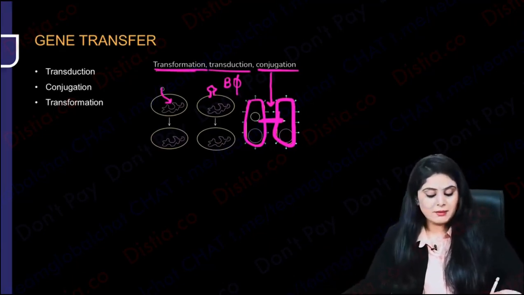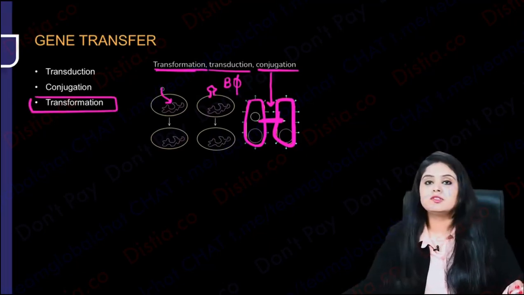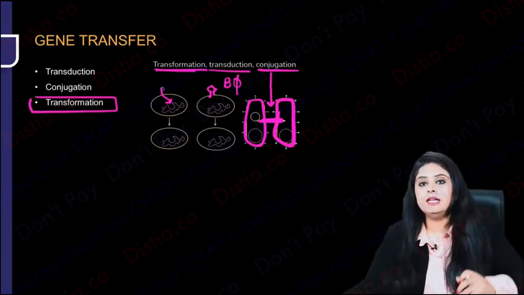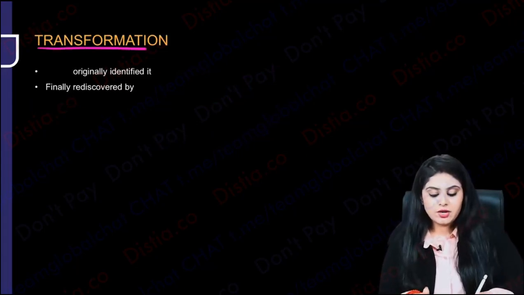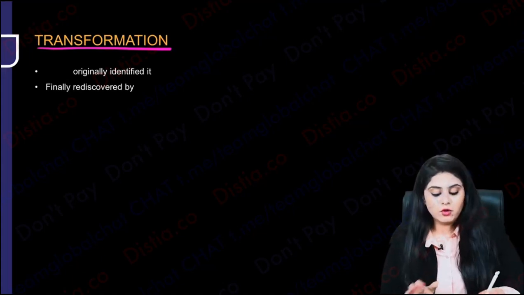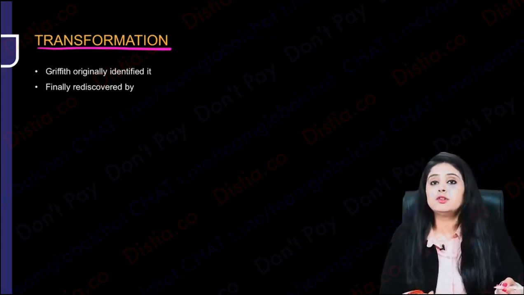Let's start one by one. I'm actually starting with transformation because this is the easiest. You're just going to pick up any DNA. So let's start with the very first genetic transfer, and that is going to be transformation. Something is going to transform, and the first scientist who gave you this was going to be Griffith.